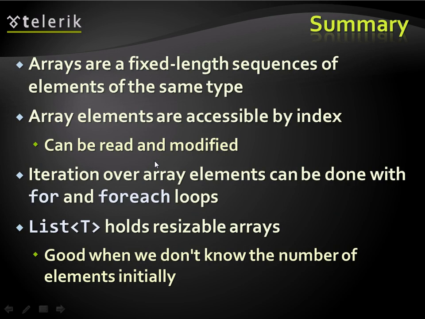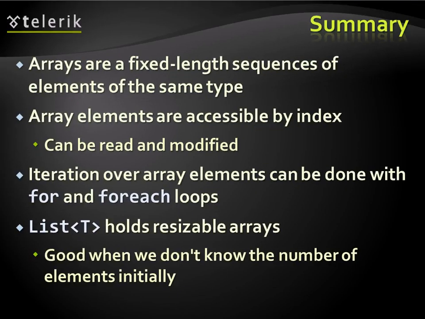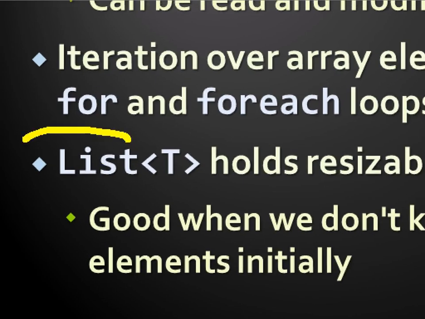So, today we had a look inside arrays, which are a powerful way to process sequences of elements. In most cases the elements are of the same type; we can use an array of object where elements can be of different types, but it's not usual. We can access array elements by index using this operator. We can process them with foreach, which is read-only processing. For can change the array elements. And if we need a resizable array, we can use the List class.